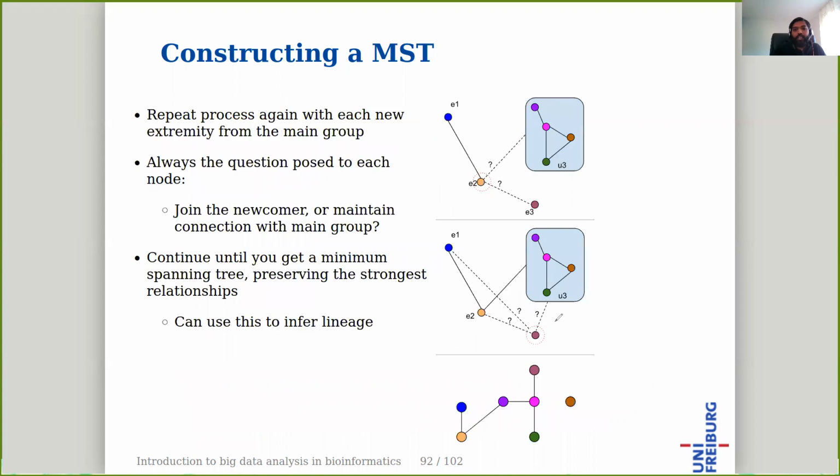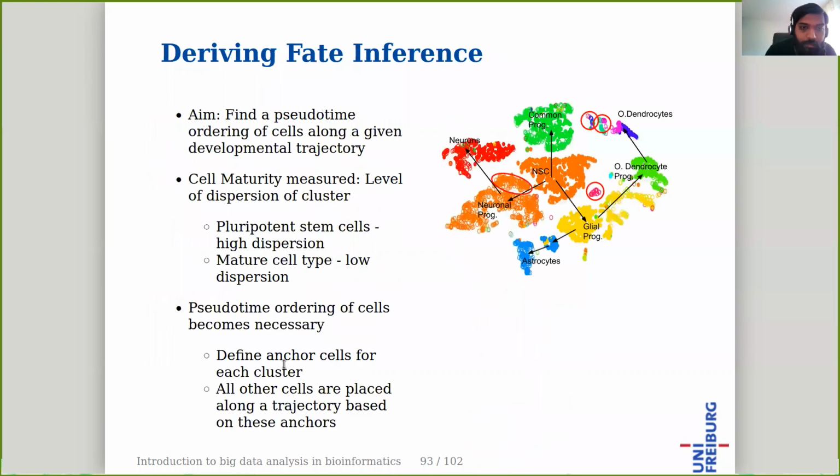And then we repeat this process again and again until we end up with only one extreme node in this graph. Finally we have a minimal spanning tree which preserves the strongest relationships among the clusters, which we can use to infer the lineage among the cell types, the clusters.